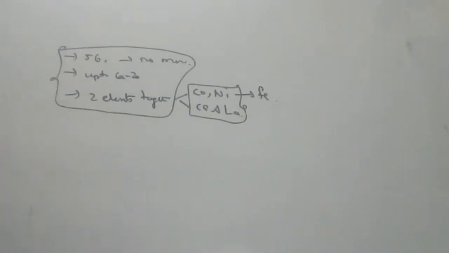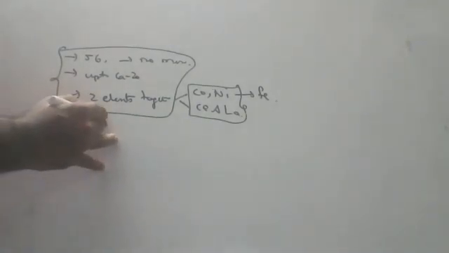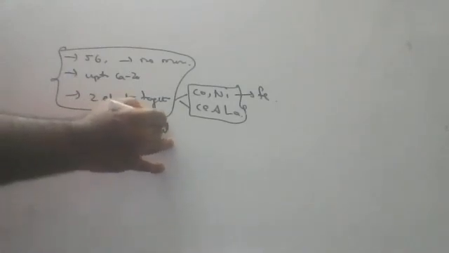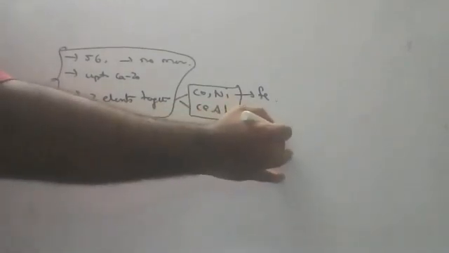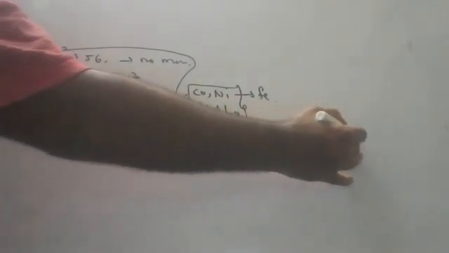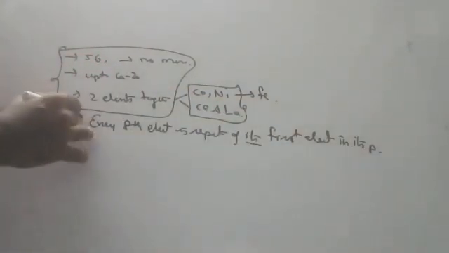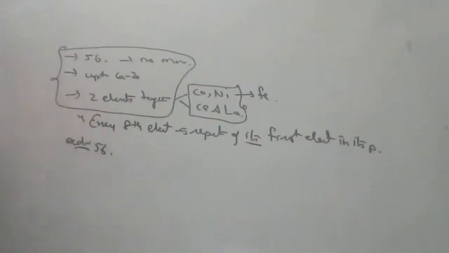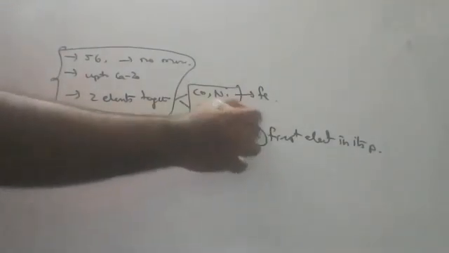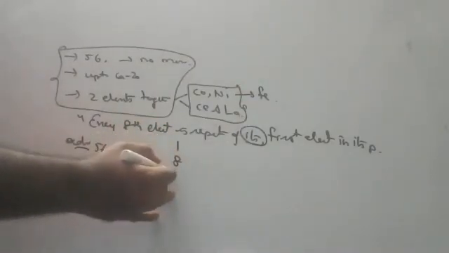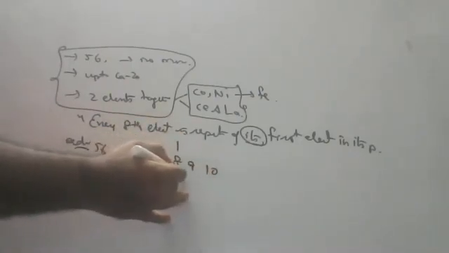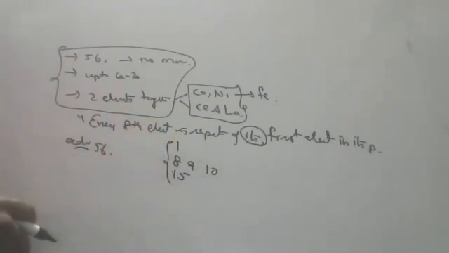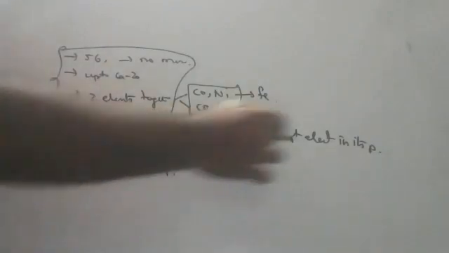Very, very important. And what is the definition? Every eighth element is a repetition of its first element in its properties. And what is the advantage? He classified 56 elements, and every eighth element is a repetition of its first element in its properties. When you are arranging the elements, 1, 8, and after 8, 9, 10, so 15, they all will have the same properties. Like that he said, children.